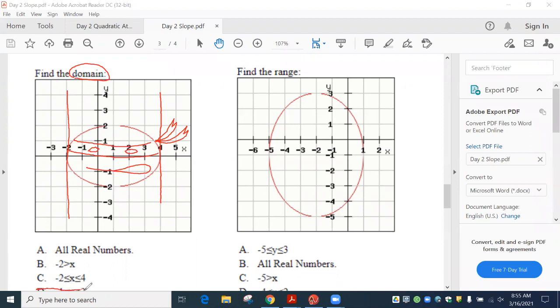So D is definitely not it, because I can see a 1 right there. It's definitely not all real numbers. And then this has the -2, but it doesn't have the +4. So the answer should be C. Okay, so for domain, we drew lines that cross the x-axis.